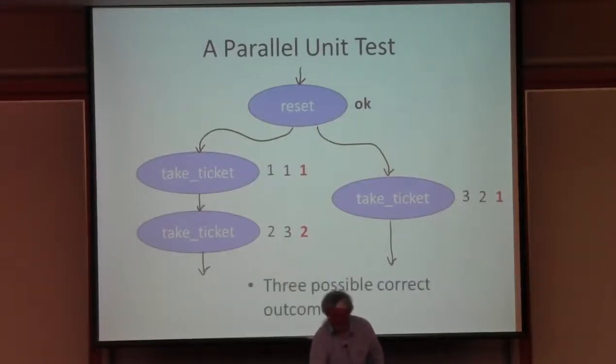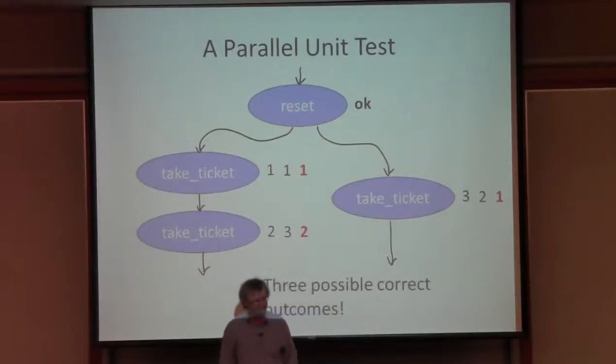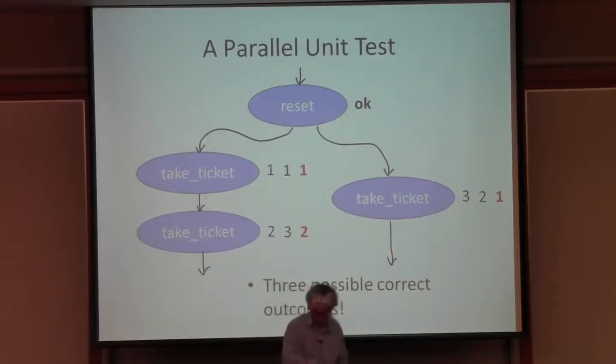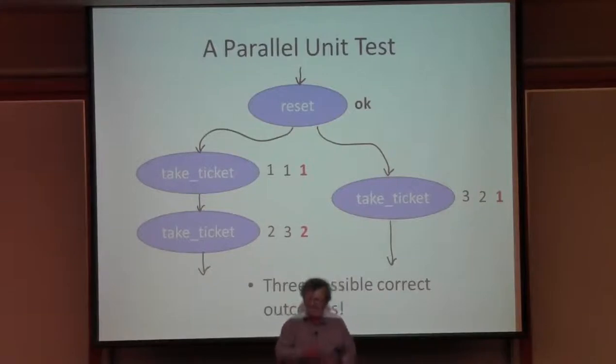So, how many correct outcomes are there for this test? Well, there's 3 different ones, right? Depending on which ticket the second customer gets. And remember that the way that developers know to write test suites is to compare against expected values. What are the expected values? Of course, you could calculate 3 different expected values, collect the results, and check that you're seeing one of them.